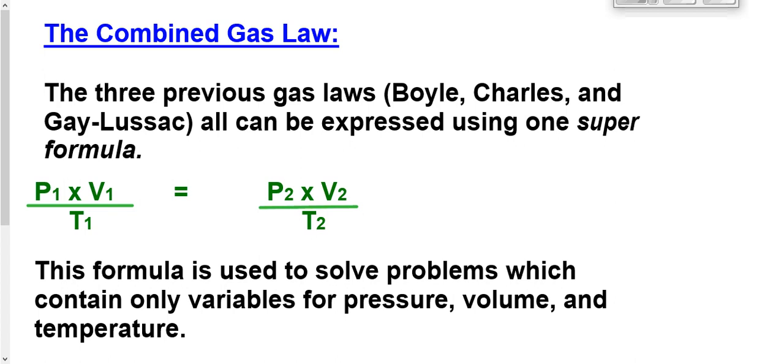By covering up the variable that remains constant in each of the three previous gas laws, you can see where the individual gas laws came from. For example, Boyle's law assumed temperature was constant, and if we cancel temperature from both sides of the equation, we have P1 V1 equals P2 V2, you'd have Boyle's law. In Charles's law, where we assumed that pressure was constant, we could cancel out the pressures and be left with the Charles's law formula. So this gas law actually can be used to solve any of our equations, but we use it specifically when we have cases of more than one of our three variables changing at a time.